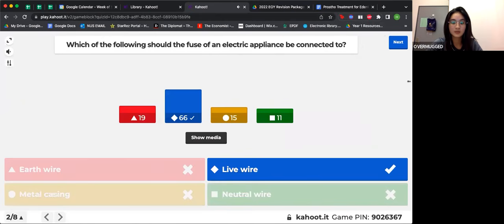All right, so this one is just memorize only. So remember, fuse is always connected to the live wire.